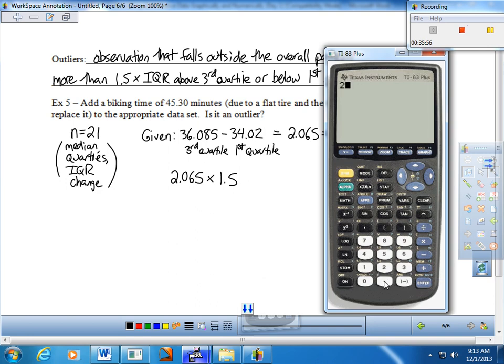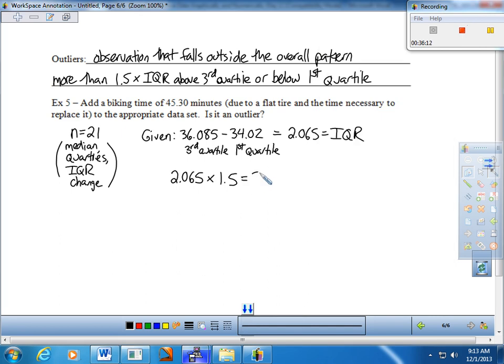So I have 2.065 times 1.5. And that is what I get as my 1.5 times the IQR. Let's write that down. I think I saw 3.0975. All right, perfect. So that is what we want to look at in terms of above the third quartile or below the first quartile. And for a value like this, we're thinking, is that above the third quartile in a dramatic way? Okay, well, here we go.